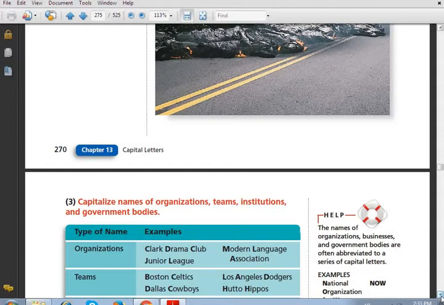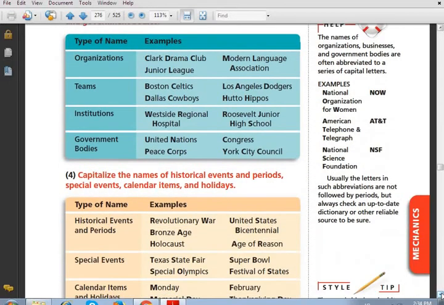Capitalize the names of teams, organizations, institutions, and government bodies. Teams, just like Detroit Pistons. The names of organizations, just like African Studies Association. Institutions, just like St. Jude Children's Research Hospital. Government bodies, just like Air National Guard. Okay, guys, these names have to be capitalized.